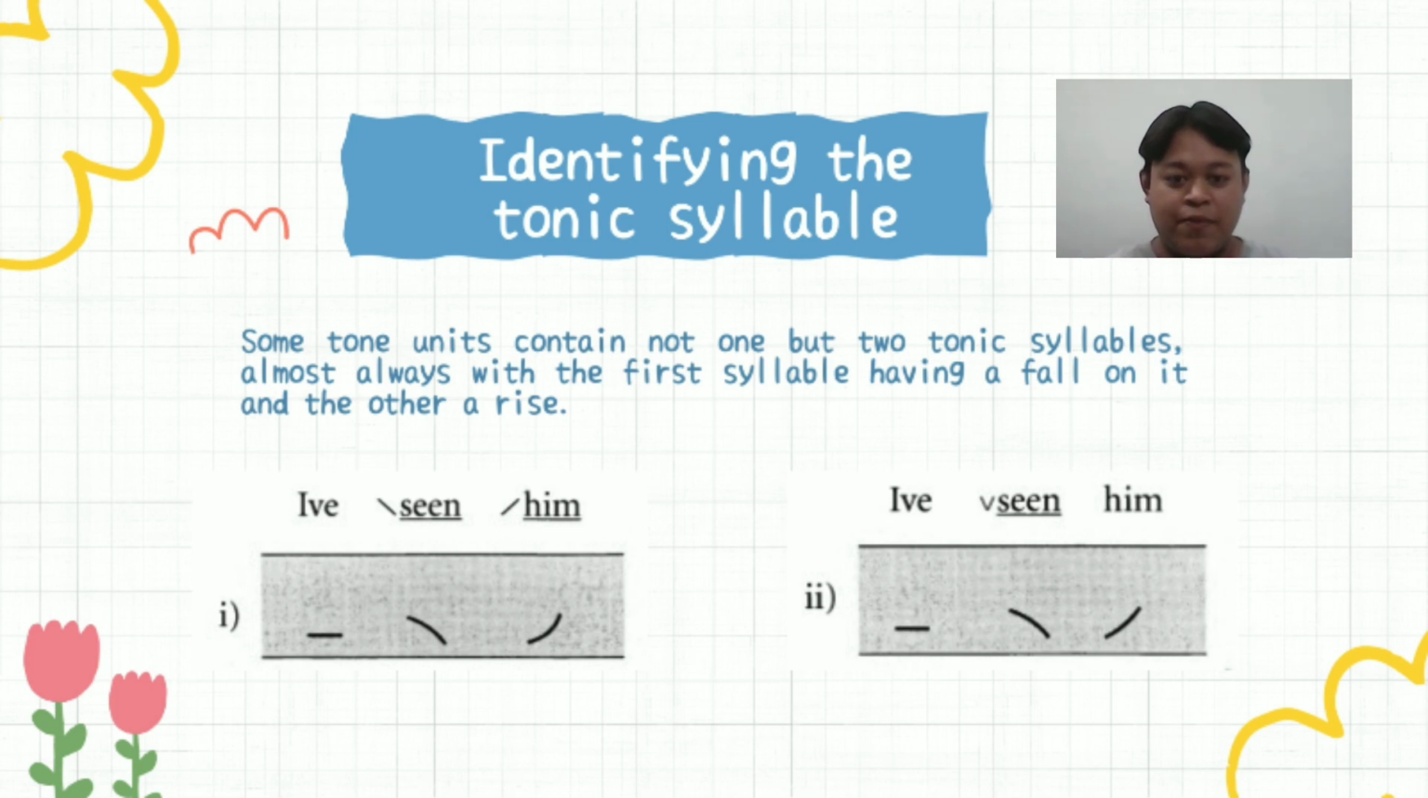For example, for the first example, "I've seen him." And the second example, "I've seen him." For the first example, we say "him" strongly. But in the second example, we do not stress "him", but we stress "seen". "I've seen him. I've seen him."